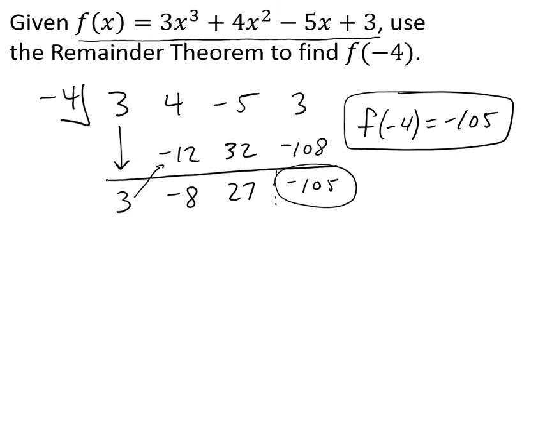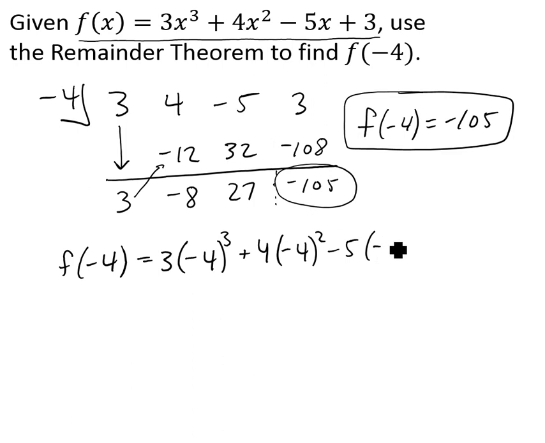So to verify, just go ahead and plug a negative 4 in for x, so we can at least convince ourselves that this remainder theorem worked, at least in this case. So if we just go through and replace x with negative 4, we should come out with that same value, that negative 105. So negative 4 cubed is negative 64.